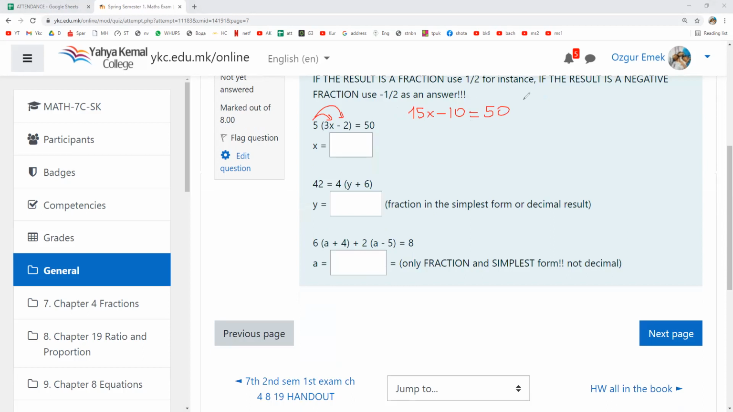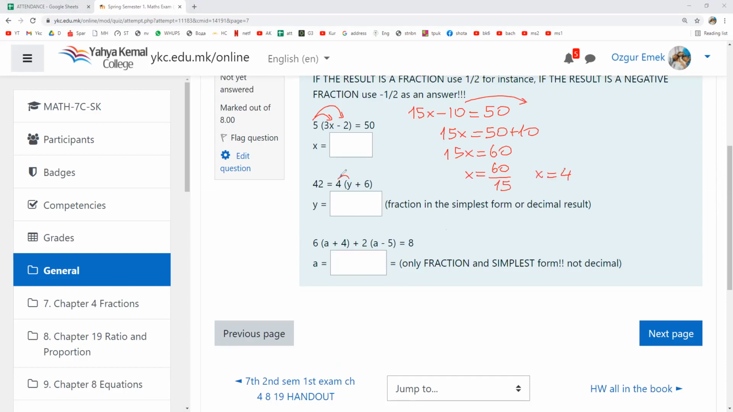Minus 10 on the other side is plus 10. 15x equals 60. And we divide both sides by 15. We get x equals 4.